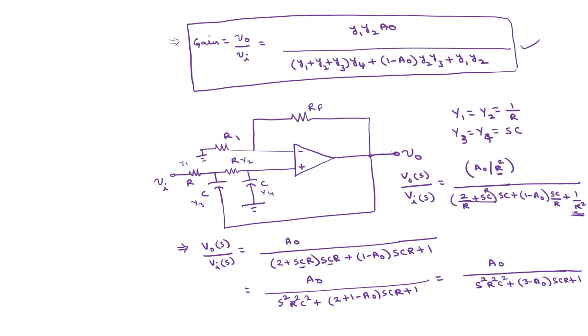But we know that the second order system will have a frequency response of the form H of s is equal to A0 omega n square. Normally we call it omega n in control systems, I will call it here omega C square, divided by s square plus zeta, which is the damping factor, omega C s plus 1. This is the generalized second order transfer function.